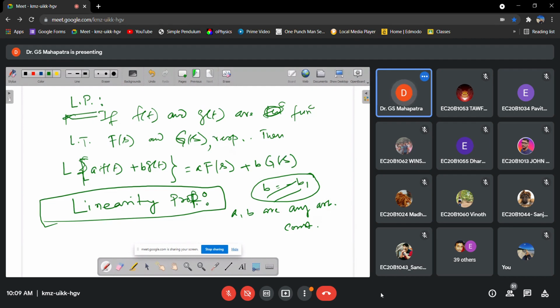In the last class we already evaluated the Laplace transform of t, correct? Yes, sir. What is the answer? Only t I told. What is the answer? 1 by s square, sir. Correct, 1 by s square.